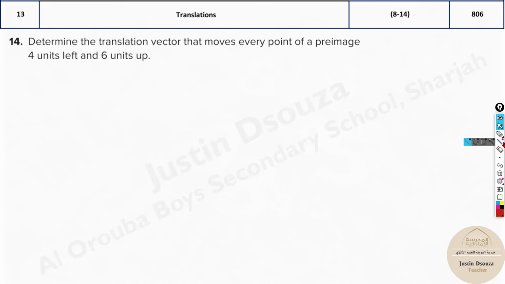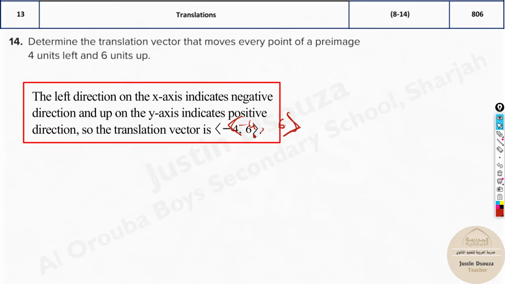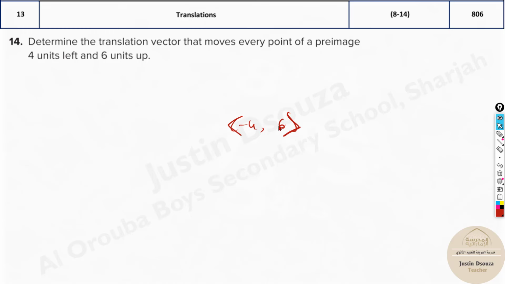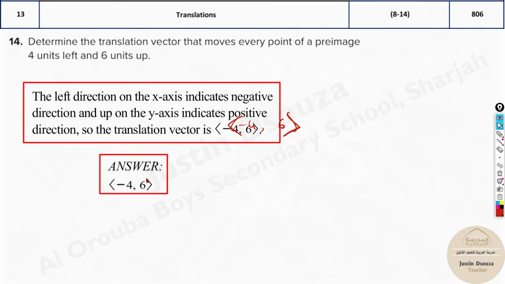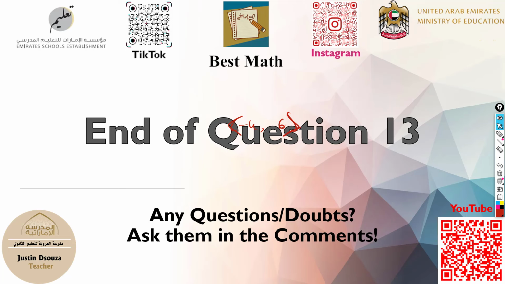Determine the translation vector that moves every point of the pre-image by 4 units left and 6 units up. Now remember, when you move to the left, it is minus 4, and y-axis going up is plus 6. So this is the translation vector in the diamond brackets. They have just given it in words, and you need to tell what the translation vector is. So when you go to the left by 4 units, it's minus 4. Up, it's positive 6. If it was down, it would be minus 6. So x-axis first, y-axis next. And that's the end of question 13.